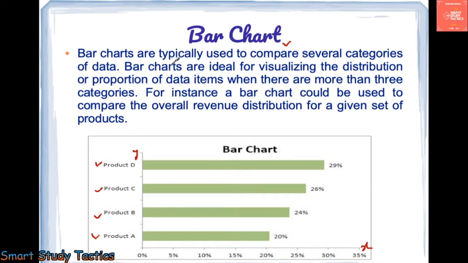Bar charts are ideal to visualize the distribution or proportion of data items when there are more than three categories. Okay, more than three categories. For instance, a bar chart could be used to compare the overall revenue distribution of a given set of products. These things you have to keep in your mind. So you can see products A, B, C, D, and the revenue you are going to get. In this product you are going to get 20%, in this product 24%, in this product 26%, in this product 29%.